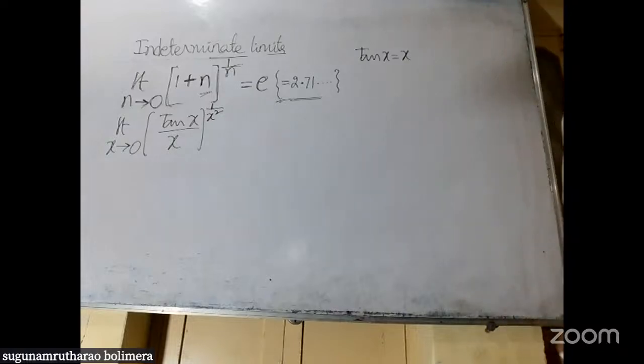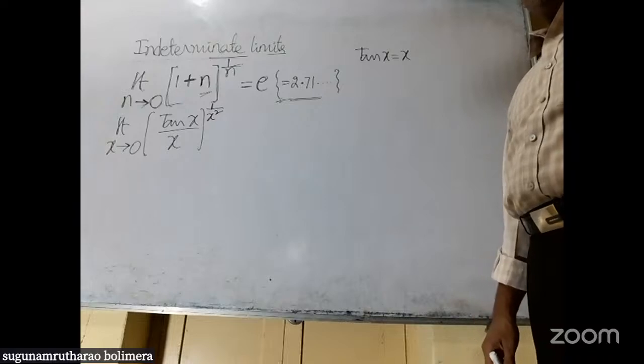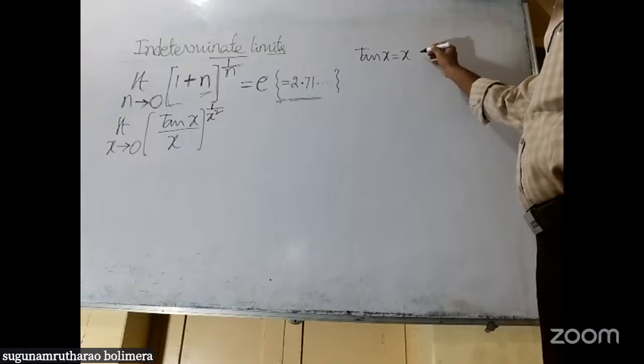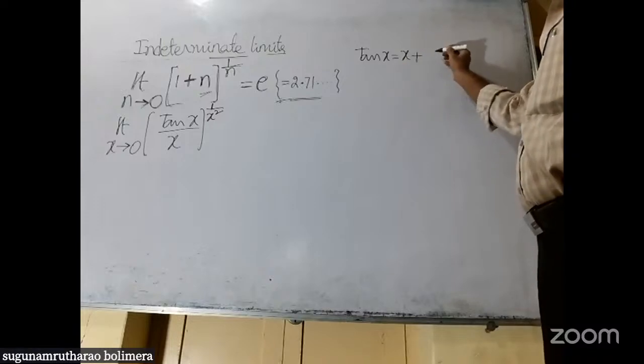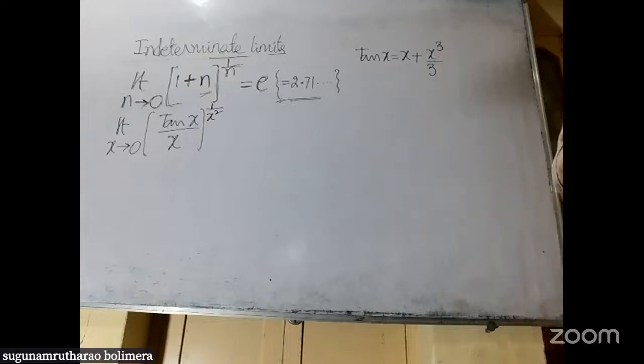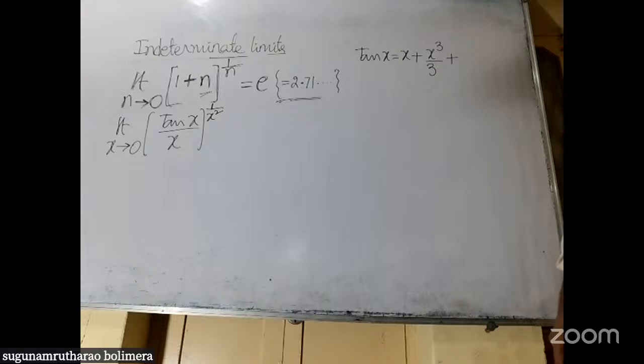Tan x is equal to, but tan 0 is 0. So the first term will be 0. There is no constant. So derivative of tan x is secant square x. So you will get x plus x cube by 3 plus, how to find the expansion of tan x I'll explain later.